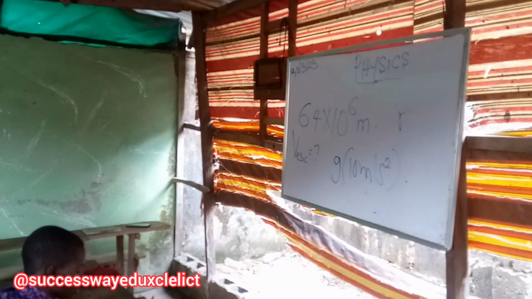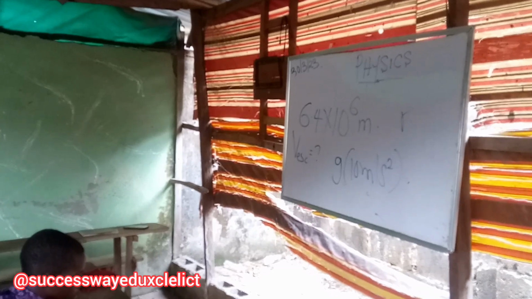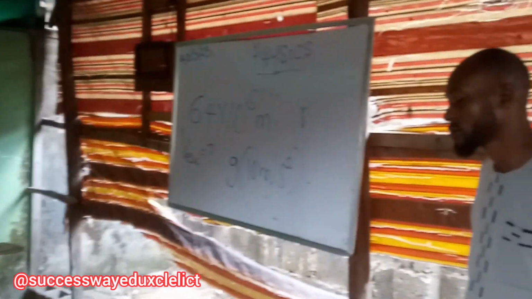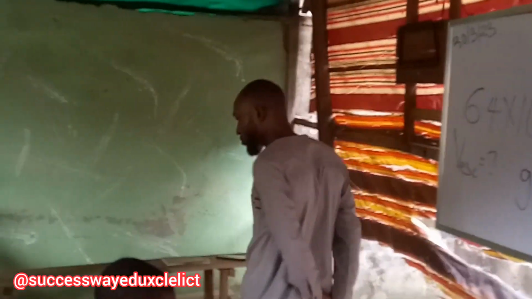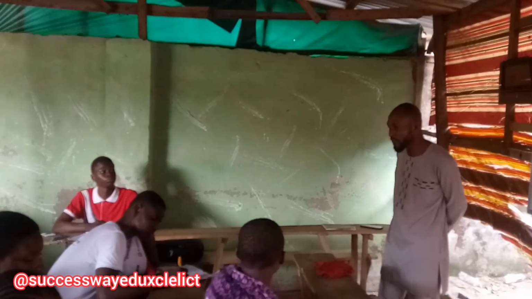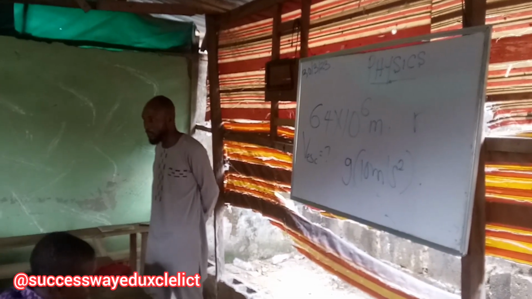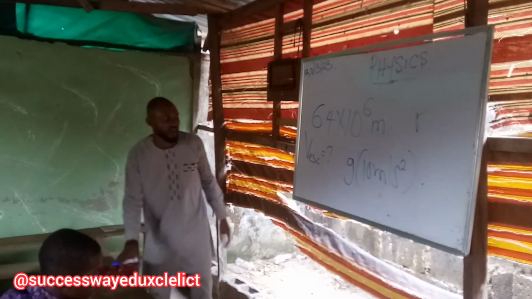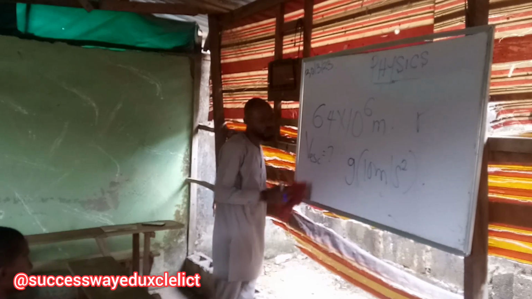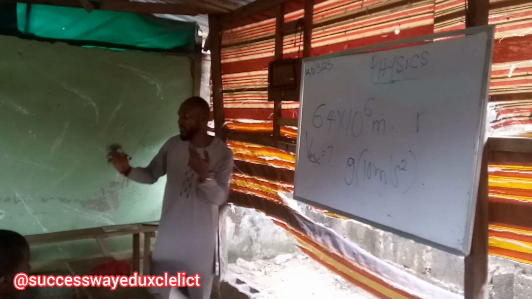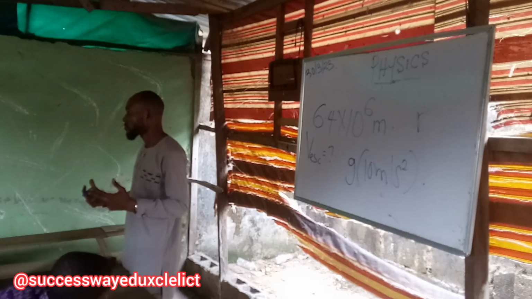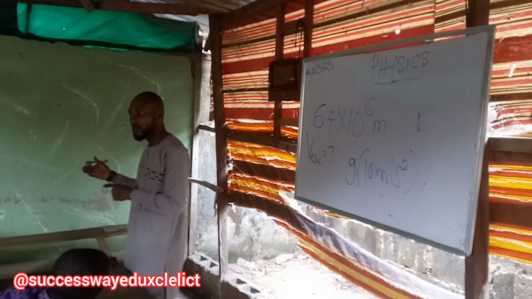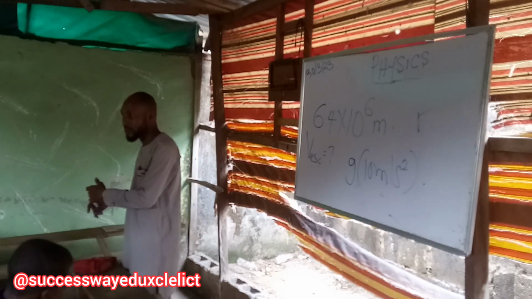How many of us can attempt that question? Good. Those of us that can attempt the question, let's give it a try first, so that we will not waste time because we have a lot to do. Now we have two different formulas for escape velocity. We are going to try it out with both. If you just have one, you need to know certain constants.